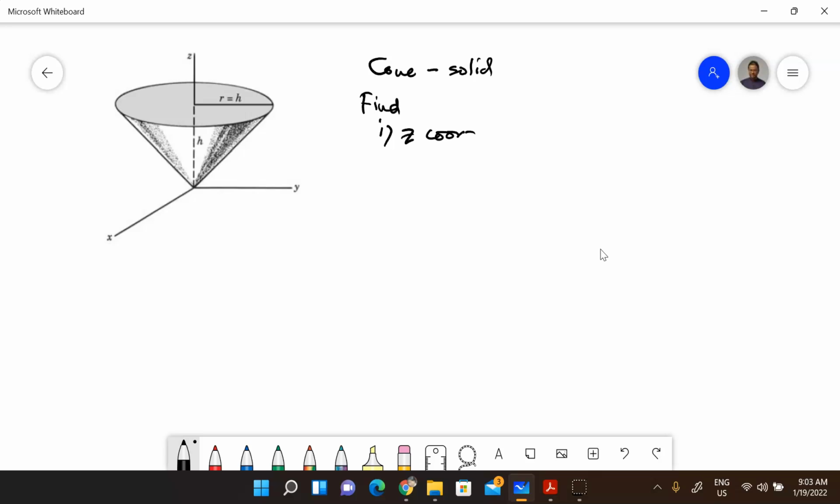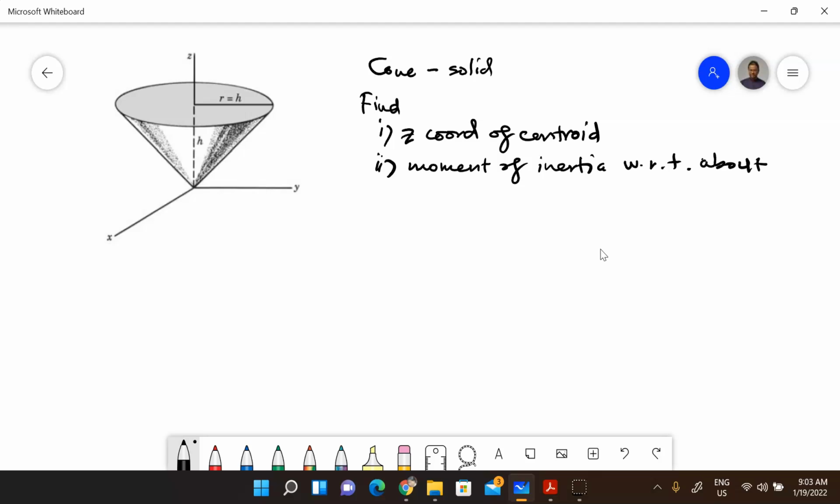The z coordinate of the centroid, and then another one is the moment of inertia of the solid when rotated about the axis of the cone, with respect to the axis of the cone.